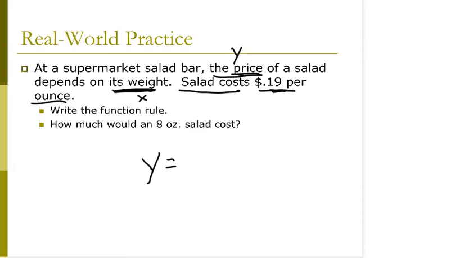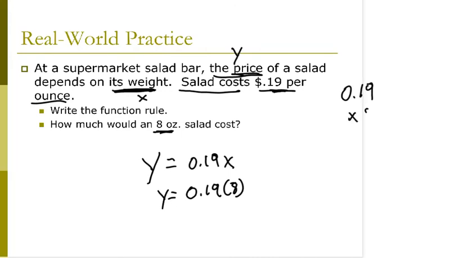To figure out how much an 8-ounce salad would cost, remember 8 ounces would be the weight. So we would use this function rule and input 8 for the x. So y equals 0.19 times 8. I know I could do this as a calculation somewhere else and just give you the answer, but let's look at how this would work out if we had to multiply it. So this would be done on a separate sheet of scratch paper. Notice I wrote it off to the side so that it doesn't confuse my calculation.